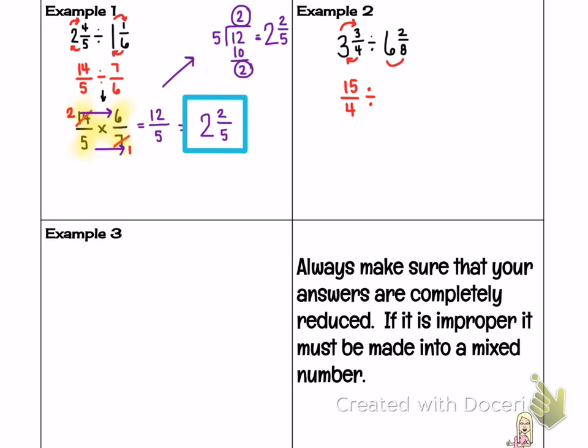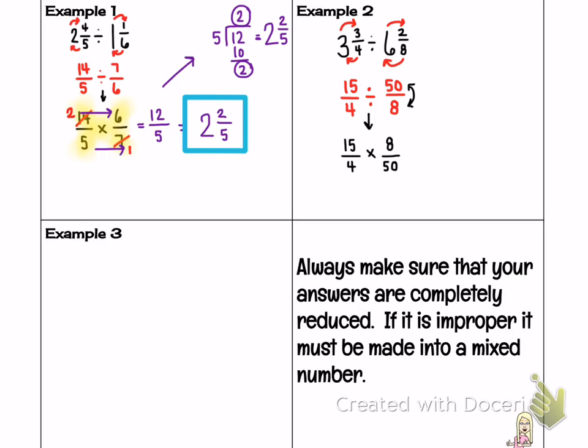6 times 8, or 8 times 6, is 48, plus 2 is 50 over 8. Still a division problem, but now they're both in A over B form. The next step then is to change it to a multiplication problem. First fraction always stays the same. Division becomes your multiplication, and you take the reciprocal of the number you're dividing by. So you should have had 8 over 50.